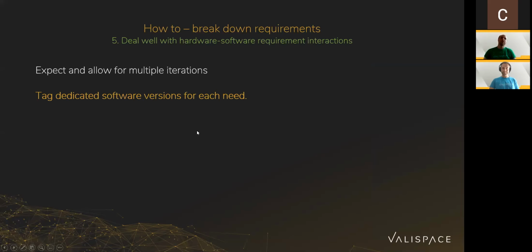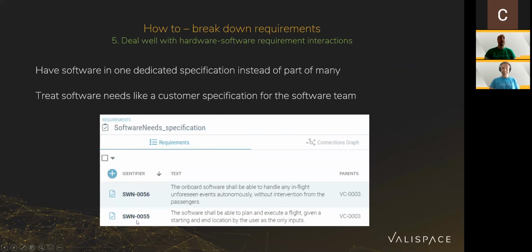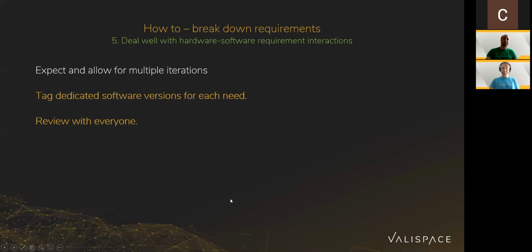Tag dedicated software versions for each need. So that means go back here and say, if you add another software requirement, do we need it from the very beginning, or can the version 0.1 just have these functionalities so that we can already do some system level tests, right? So make sure that you tag software requirements for which point in time these need to be available.